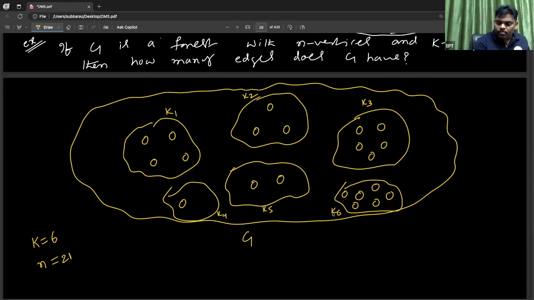But remember, G is a forest means every subgraph is a tree. You cannot write 6 edges. You have to write only 3 edges. When you say G is a forest, it is a disconnected graph, but every component is a tree. That is the meaning of forest. Forest is nothing but a collection of trees.